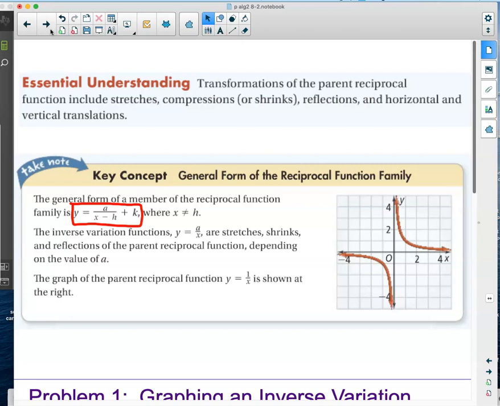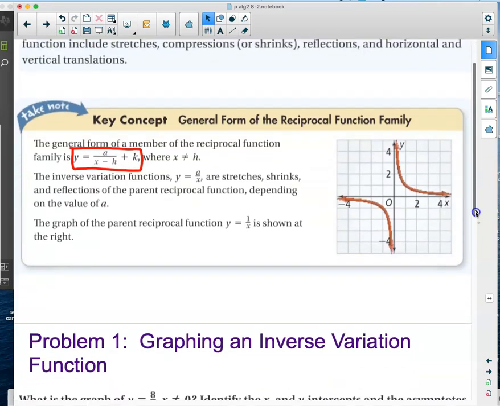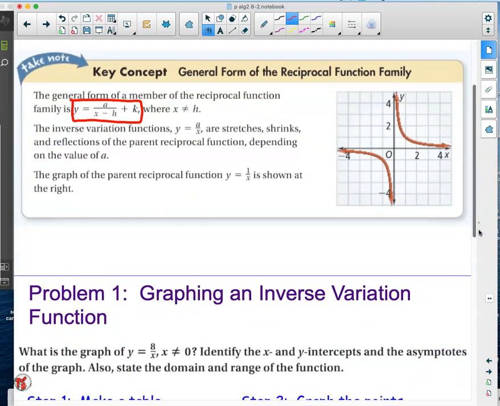The graph of the parent reciprocal function is right over here. Now, if they didn't give us that, it wouldn't be too hard to get. Because we know it's y equals 1 over x, and we just need to put a few numbers in.